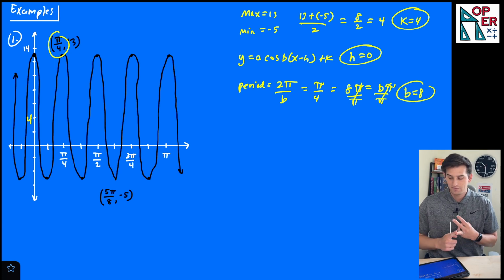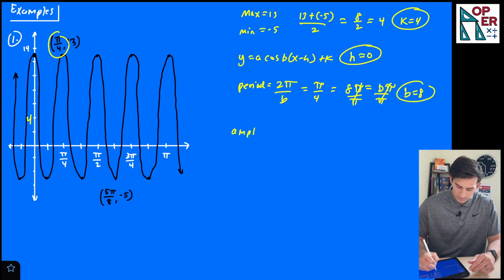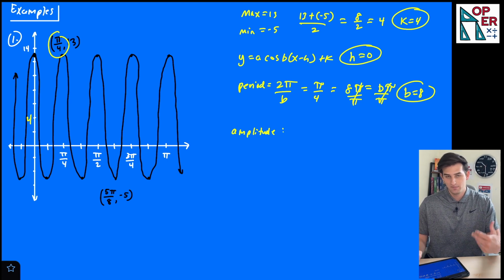We have H, we have K, so now let's find A, which is our amplitude. For amplitude, we're going to use our minimum and maximum again, but this time we are going to subtract them and divide by 2.